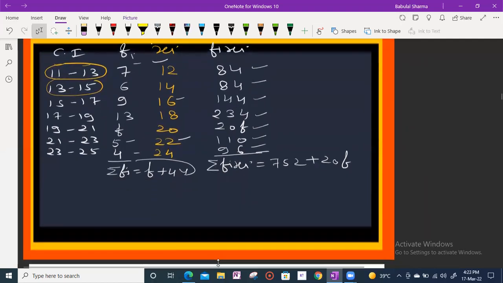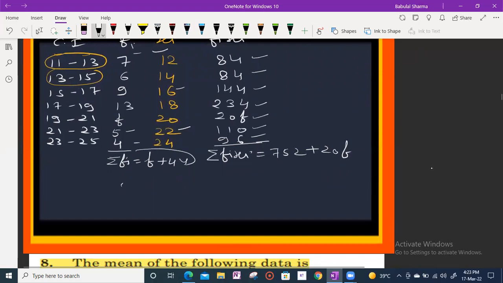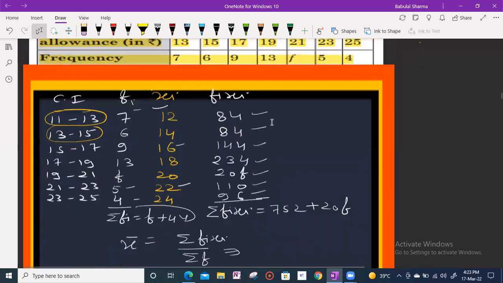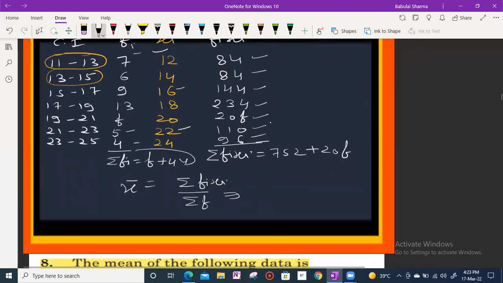Now what is the formula for the mean? We know that the mean is given by the sum of all f into x divided by the sum of f. Further, the mean is already given, that is 18. The mean is given as 18. So in place of x bar, we put 18 here. That is 752 plus 20f upon f plus 44.